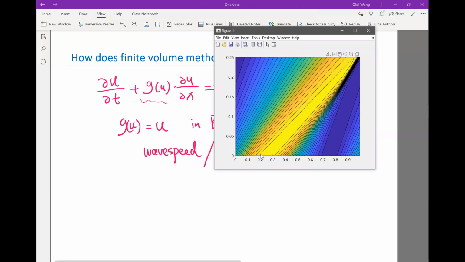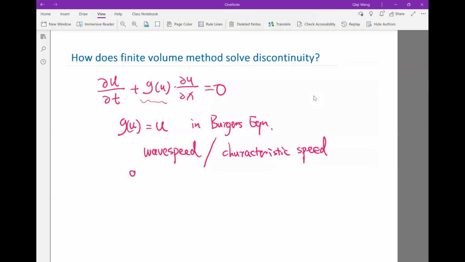So remember, when g is large, the line slopes more towards the right. Okay, so when you have more slope towards the right, then the slope is actually smaller, right? Or the reciprocal of the slope is larger. So in some sense, g(u) is actually the dx over dt of the characteristic lines.